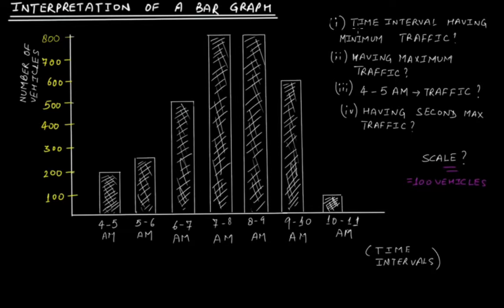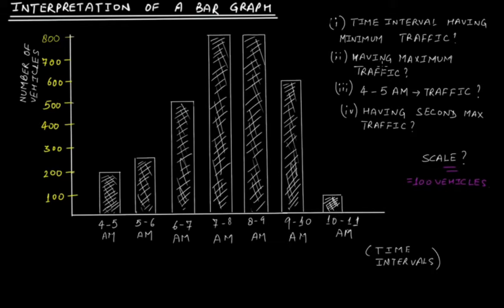Now the first question is the time interval having minimum traffic. Which time interval has the minimum traffic at that given traffic signal? If you look at the height of each bar, you can clearly see that this bar, between 10 to 11 am, has the lowest height, and it is at the level of 100. The height of this bar comes against the number 100. So 100 vehicles is the traffic between 10 to 11 am. So this is the time interval having the minimum traffic.